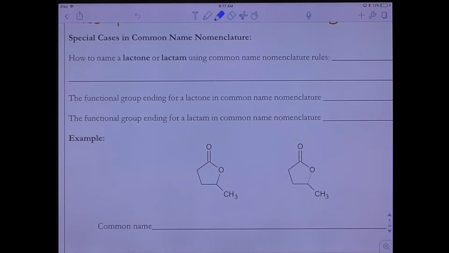A lactone or lactam. Lactone is a cyclic ester and a lactam is a cyclic amide. You have a carbonyl carbon with an oxygen or a nitrogen directly attached to it, but the R groups, the carbons, don't just extend off in either side. They actually form into a ring.